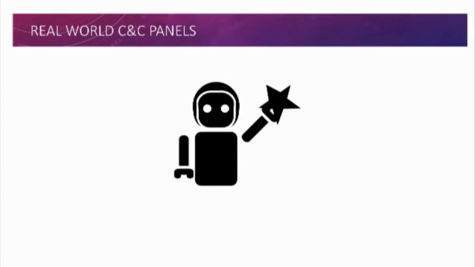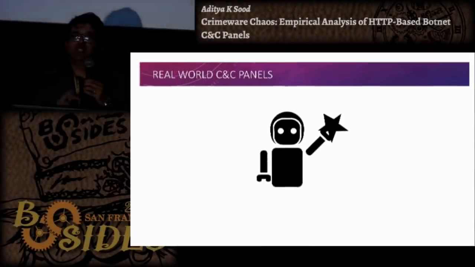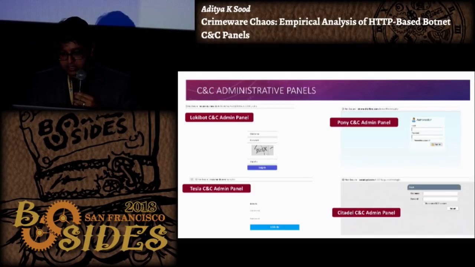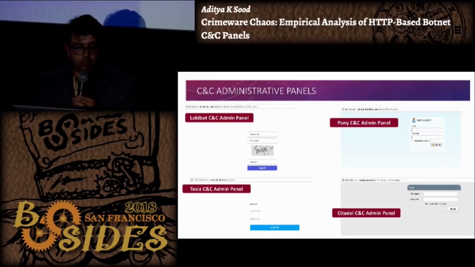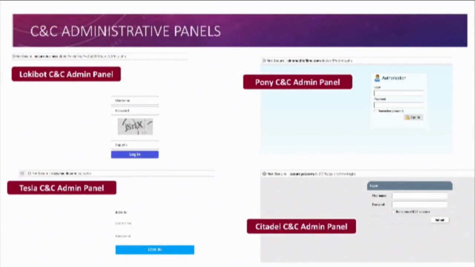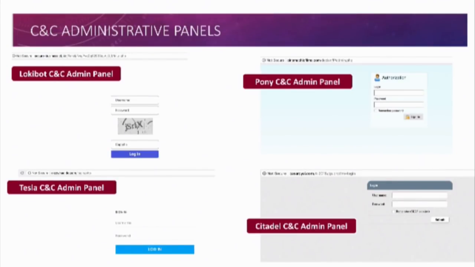Before moving further, I want to give you a feel of how real world CNC panels look like. If you look at this slide, we have the Locky bot CNC panel. There is a Tesla agent CNC panel. Tesla agent is a kind of stealer that is being distributed a lot these days, and its basic purpose is to steal credentials, send them back to the CNC server, store them there, and then reuse them in the cybercrime marketplace. Another one is the Pony CNC admin panel, the Citadel CNC admin panel, and things like that.